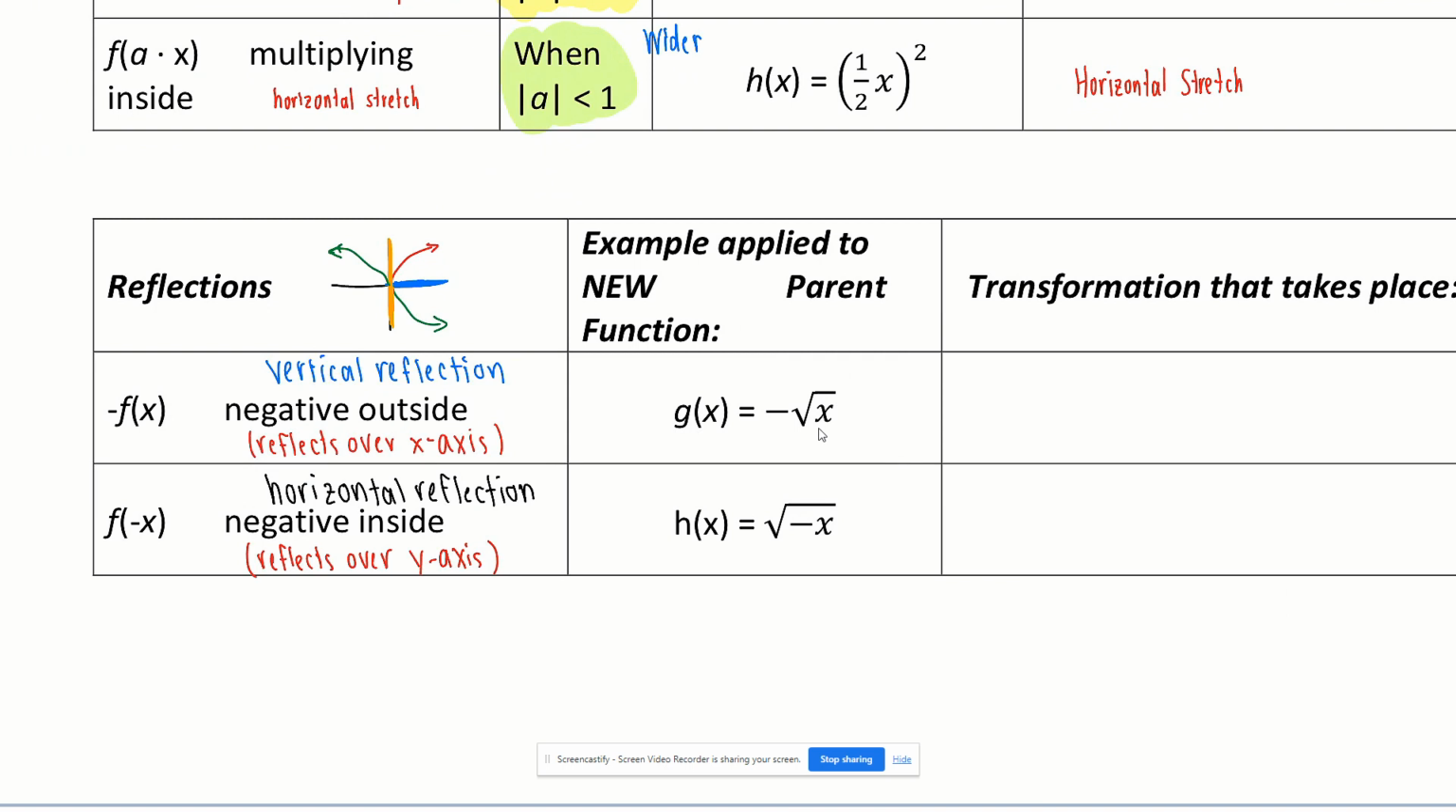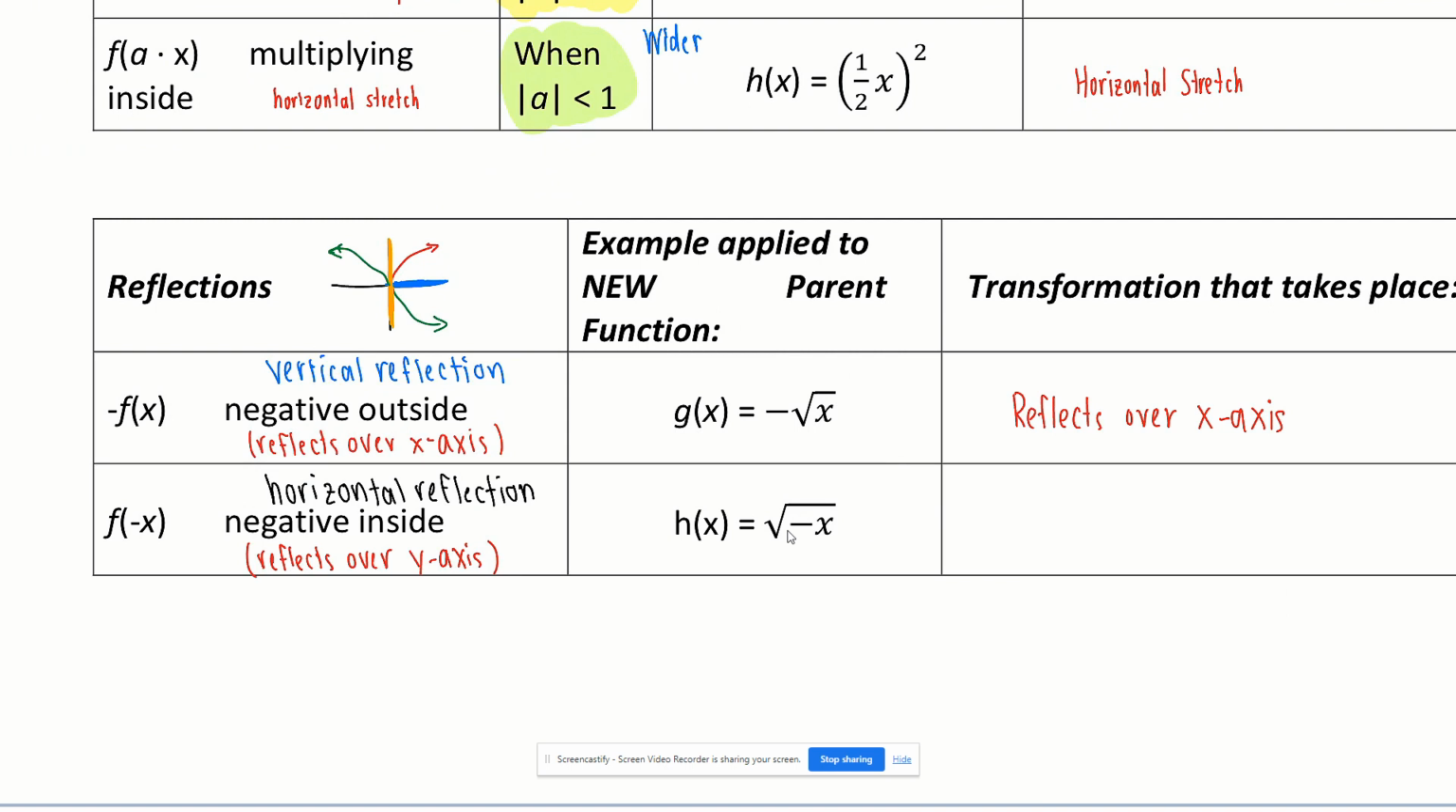So when you see this right here, here's what you process. Okay, the transformation I see is a negative. Where? Outside. That's vertical. Vertical reflection. That means it reflects over vertically, the x-axis. It reflects over that x-axis.